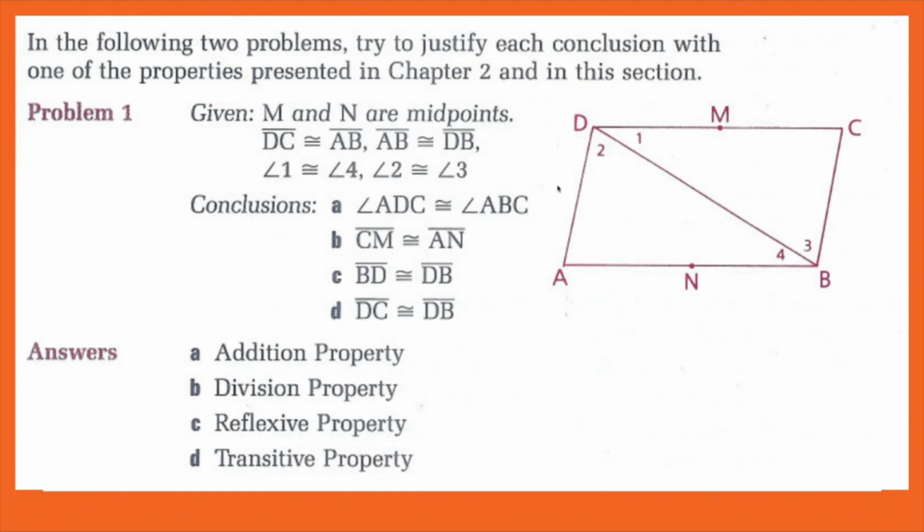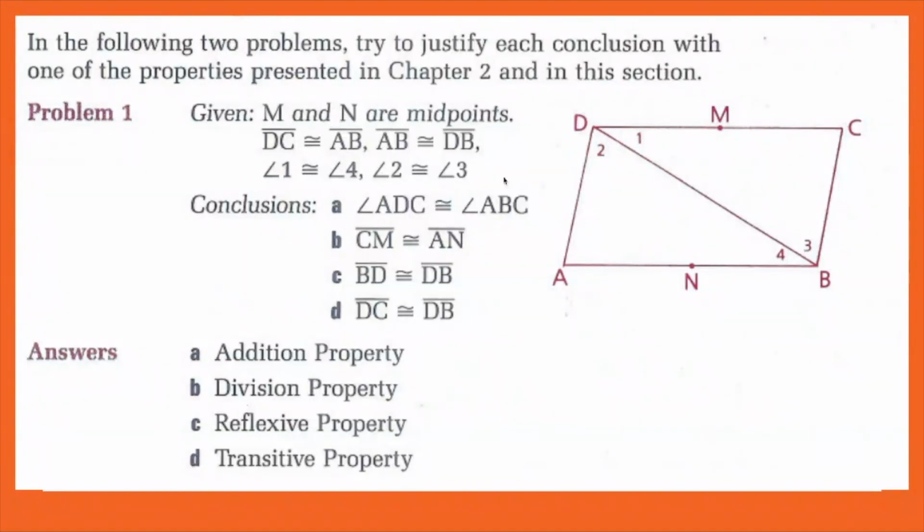CM is congruent to AN. Line BD is congruent to line DB. And line DC is congruent to line DB.